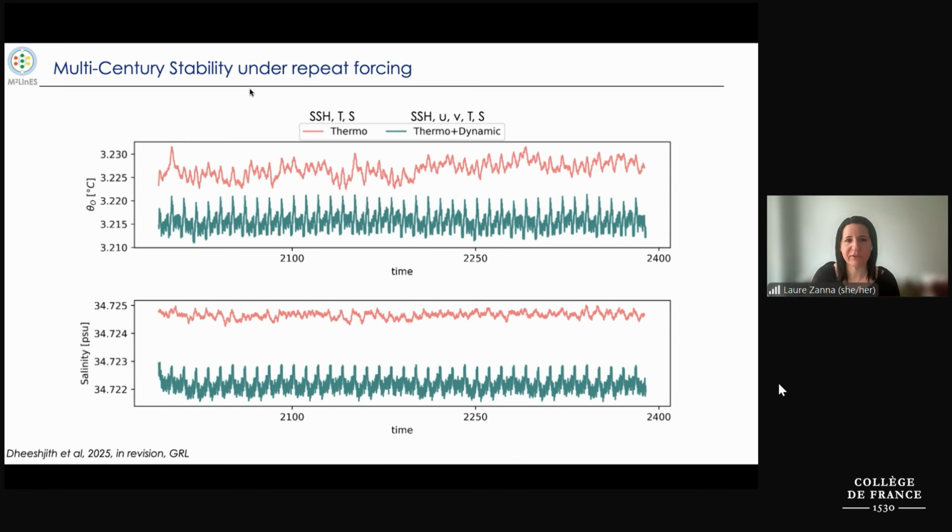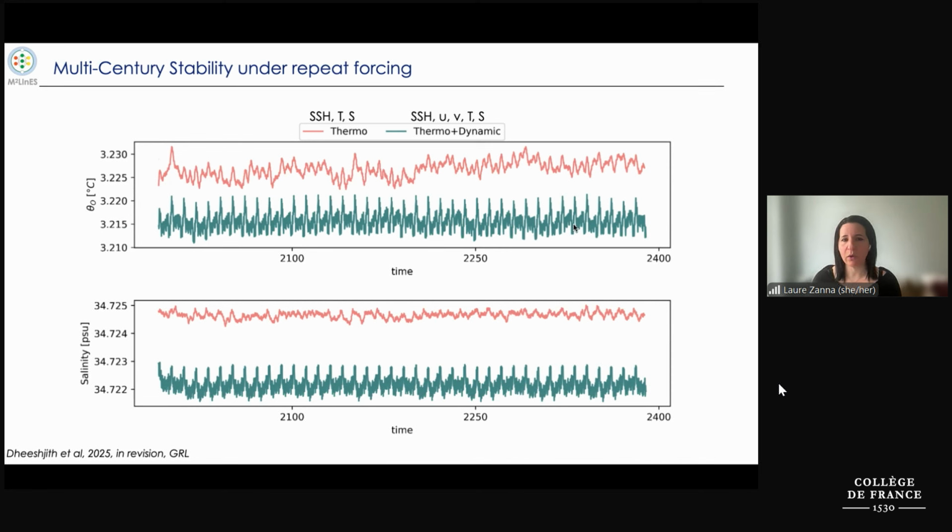So anything is possible in some ways. And now what I'm showing here is temperature as a function of time with a repeat surface forcing. And we have two types of emulator. One of them only predicts what we call the thermodynamic variables, meaning the sea surface height, the temperature, and salt. And one predicts the sea surface height, temperature, salt, but also the two components of velocities. So hopefully you can see what's going on here, right?